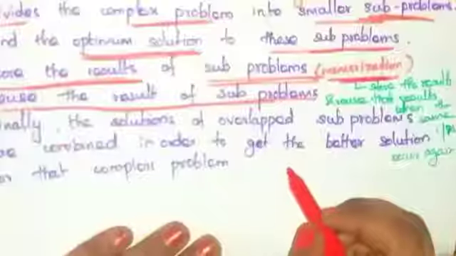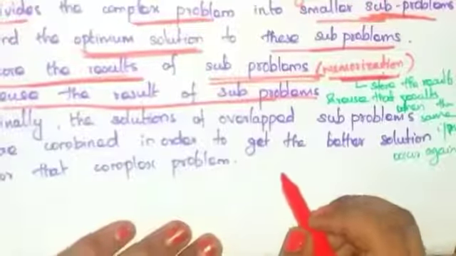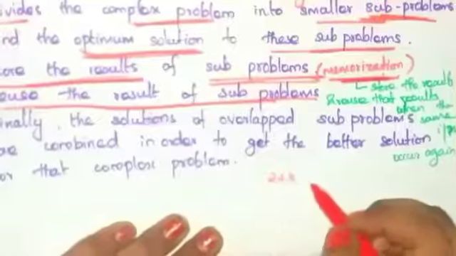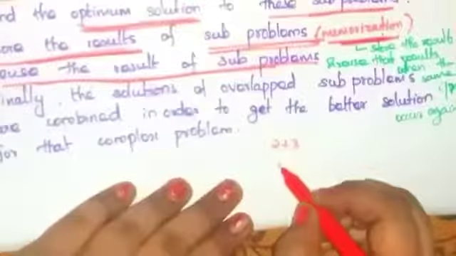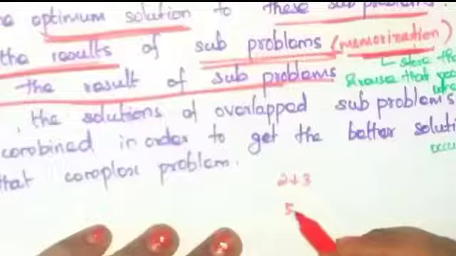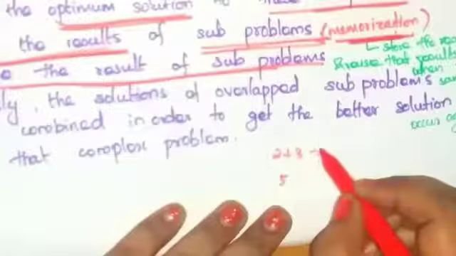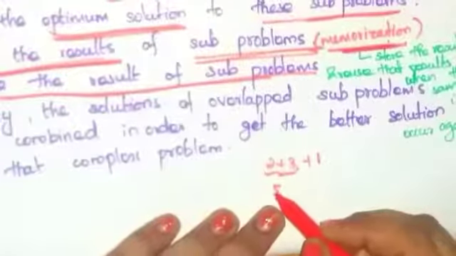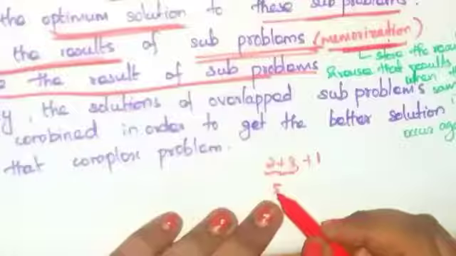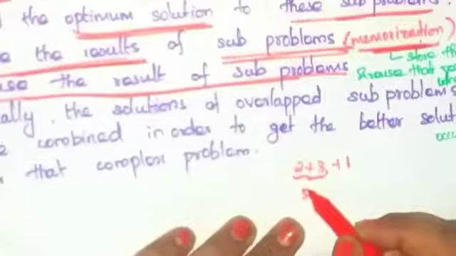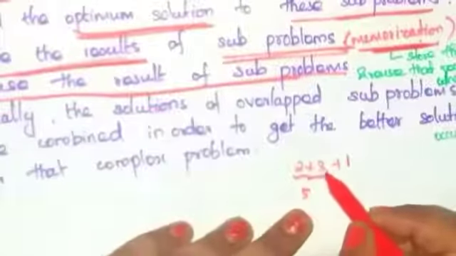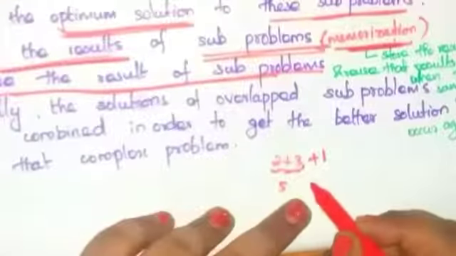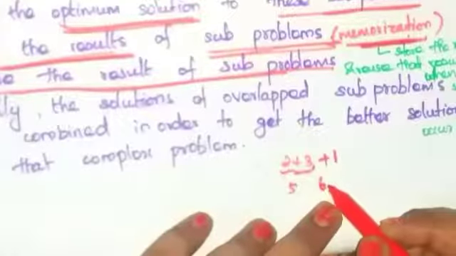Let us see one example. Suppose I am writing here 2 plus 3. What is the answer of 2 plus 3? 5. This result is stored somewhere in the memory. Add again 1. Now 5 plus 1. This 5 is the solution of the previous subproblem, so this result is stored in the memory. Now again I am adding 1. So 5 plus 1 is equal to 6.